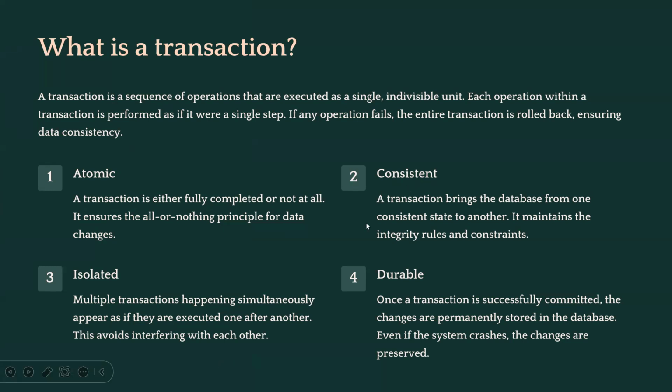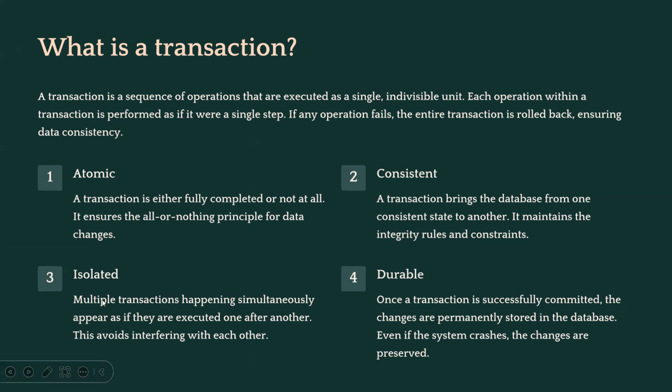Second is the consistent transaction. A transaction brings the database from one consistent state to another consistent state. It maintains the integrity rules and constraints. If you make a transaction, there would be one consistent state: either all the amount would be in the sender's account or all the amount in the receiver's account.